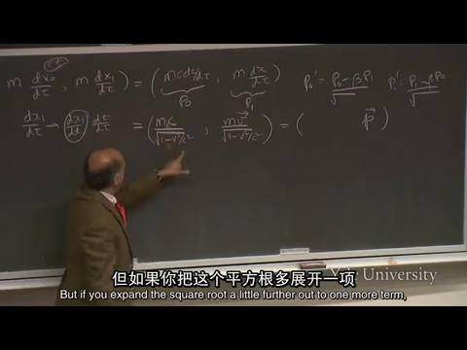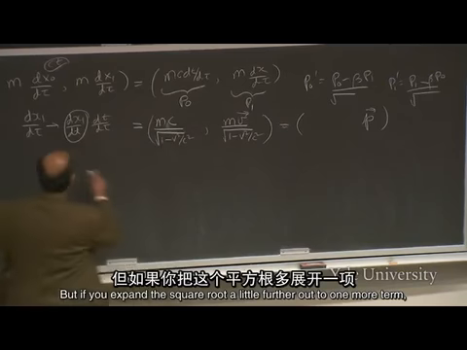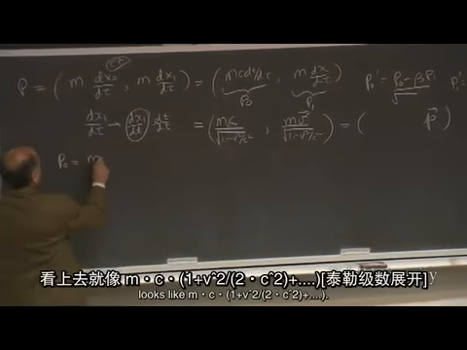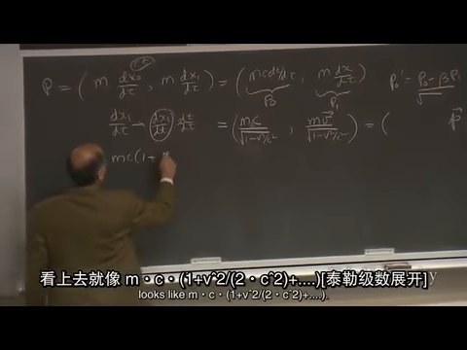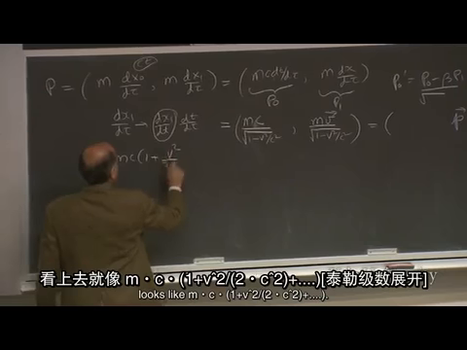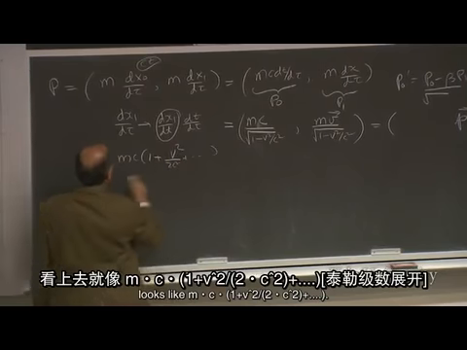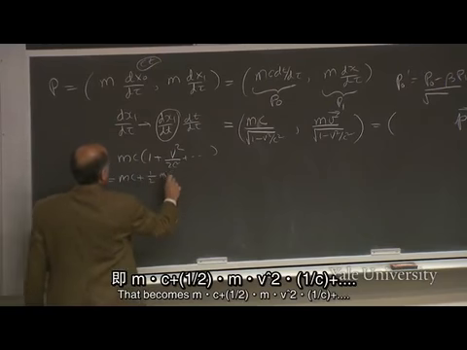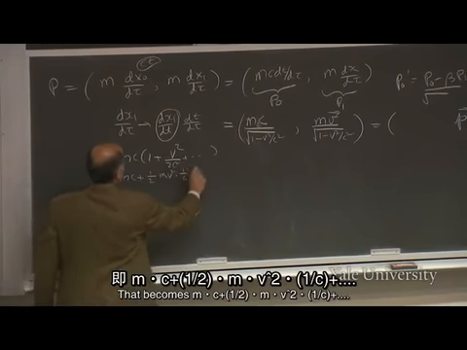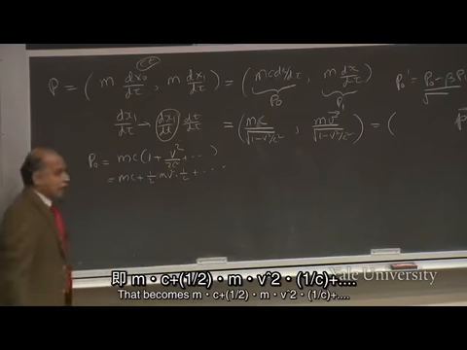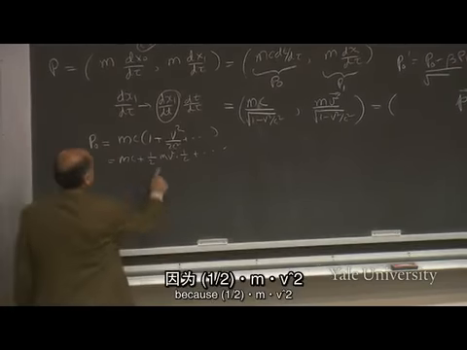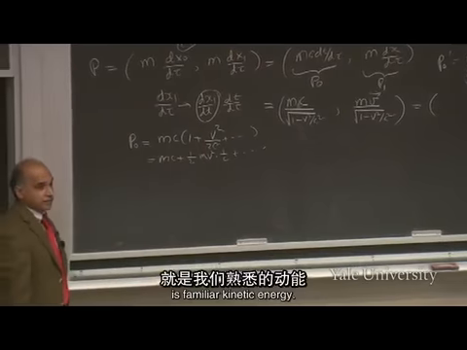But if you expand the square root a little further out to one more term, we found that the 0th component, P0, looks like mc times 1 plus v squared over 2c squared plus dot dot dot. That becomes mc plus 1/2 mv squared times 1 over c plus dot, dot, dot. And now I finally have something I understand, because 1/2 mv squared is familiar kinetic energy.